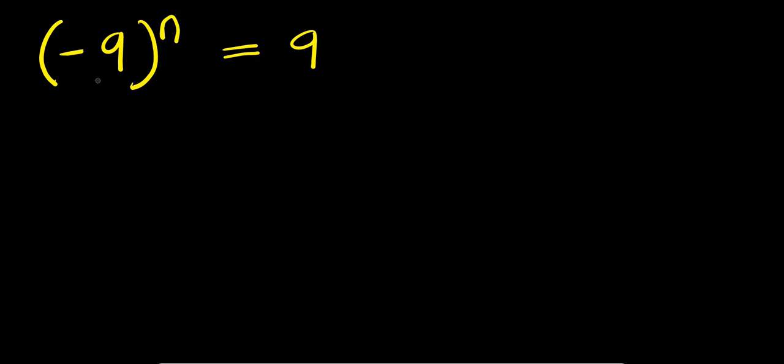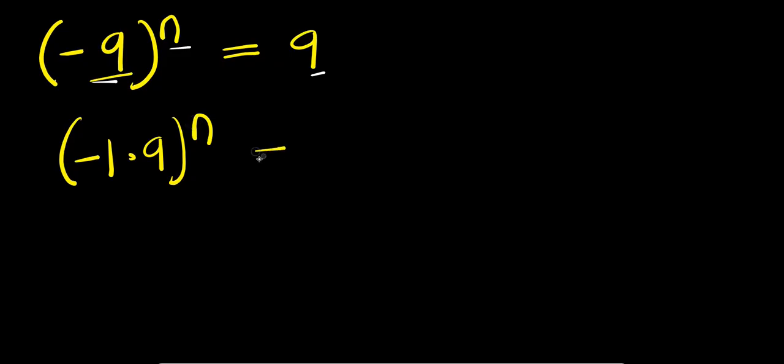Hello, how to solve negative 9 power n equals 9. Solving for the value of n that satisfies this equation. We start by expressing this as negative 1 times 9 power n equals 9.